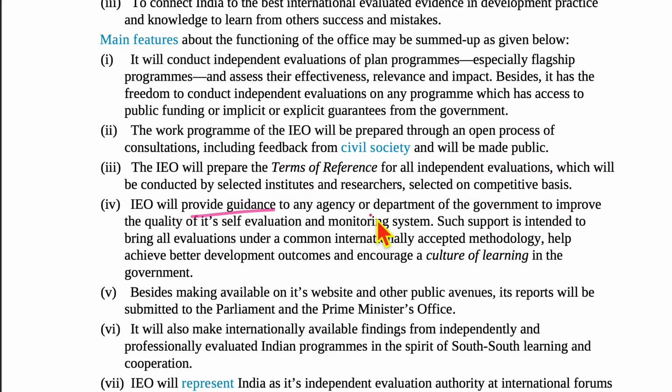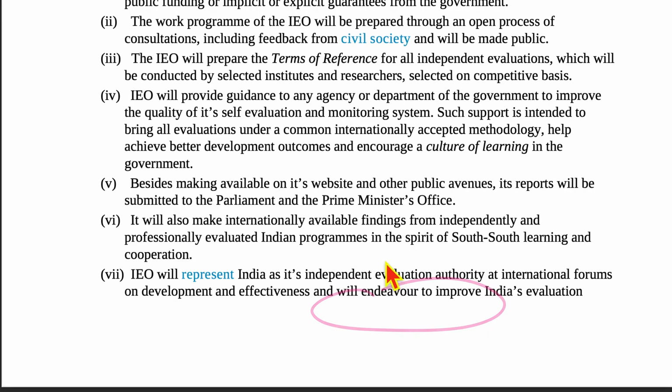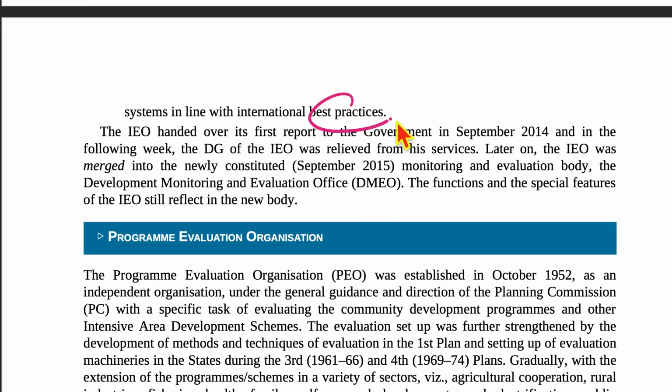IEO will provide guidance to any agency or department of the government to improve its quality and self-evaluation and monitoring system. Such support is intended to bring all evaluations under a common internationally accepted methodology, help achieve better development outcomes, and encourage a culture of learning in the government. Besides making them available on its website and other public avenues, its reports will be submitted to Parliament and the Prime Minister's office. It will also make internationally available findings from independent and professionally evaluated Indian programs in the spirit of South-South learning and cooperation. IEO will represent India as its independent evaluation authority at international forums on development and effectiveness, and will endeavor to improve India's evaluation system in line with international best practice.